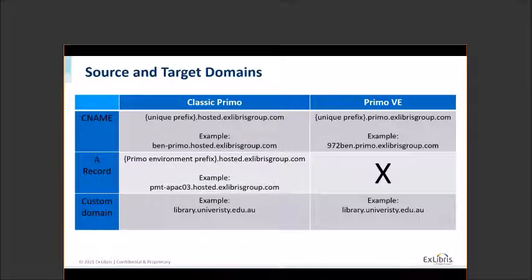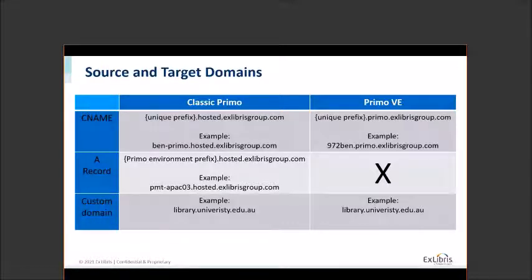Once you know you're ready to get going, the next step is to identify what type or types of URL are currently being used to access your classic Primo views, and if necessary, to decide what type or types of URL you plan to use to access your Primo VE. I'll start with the 3 URL types, and then we'll go over the different options.